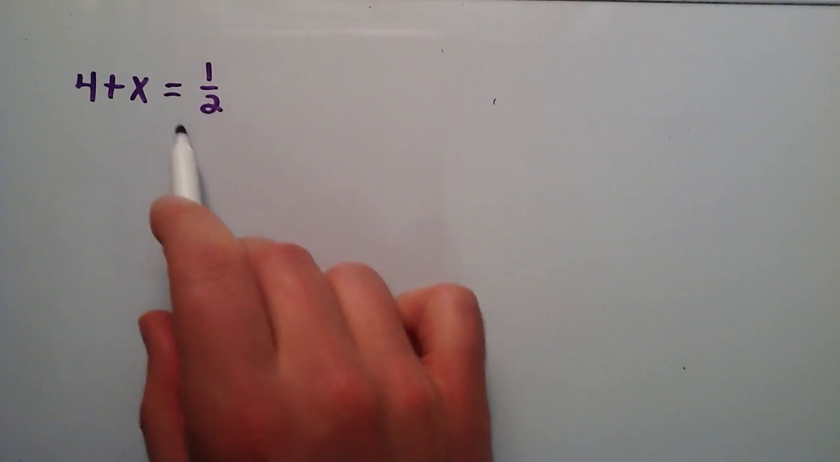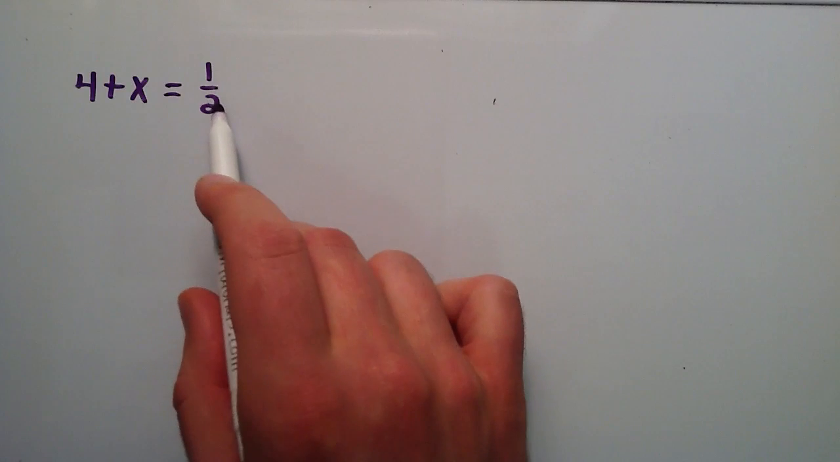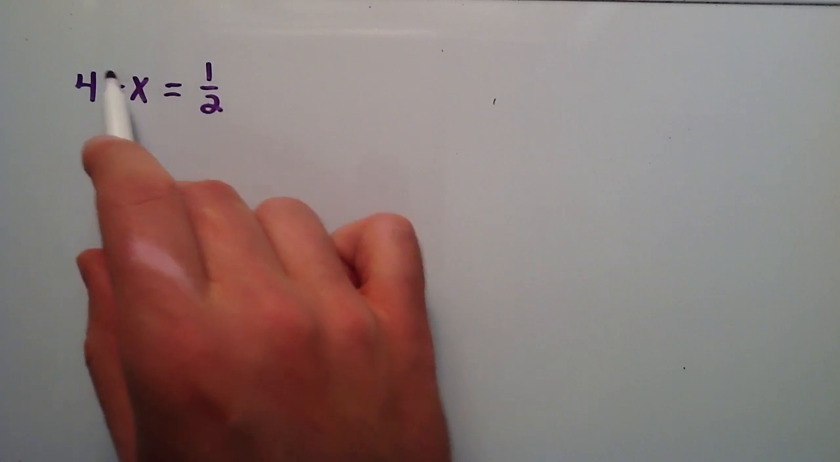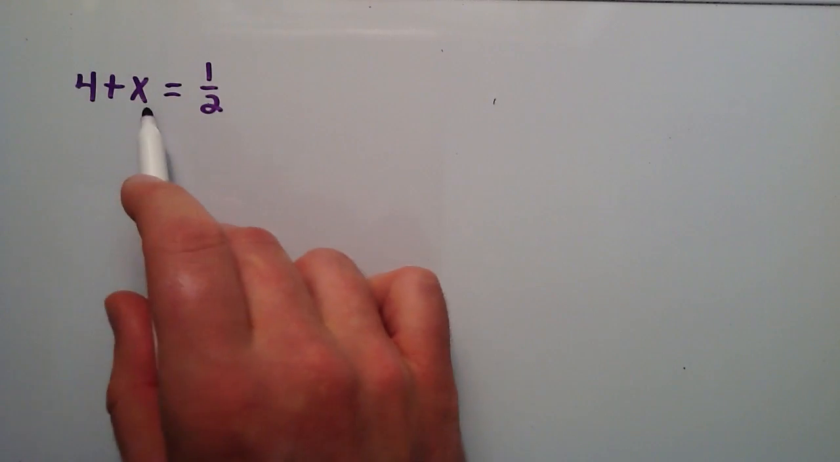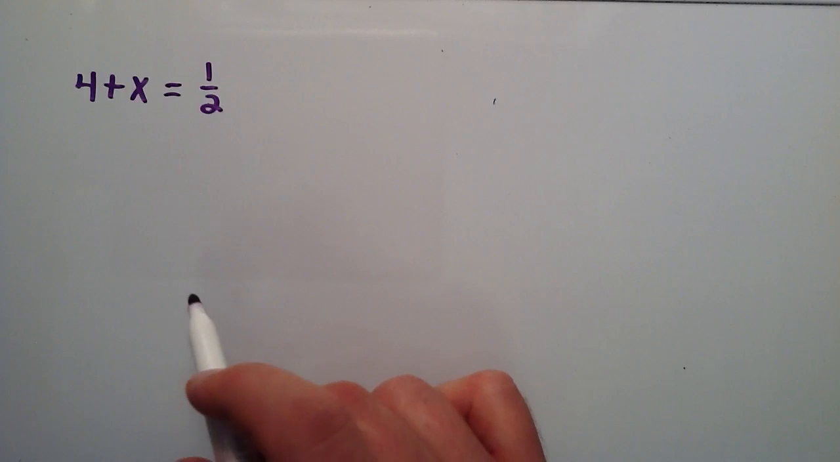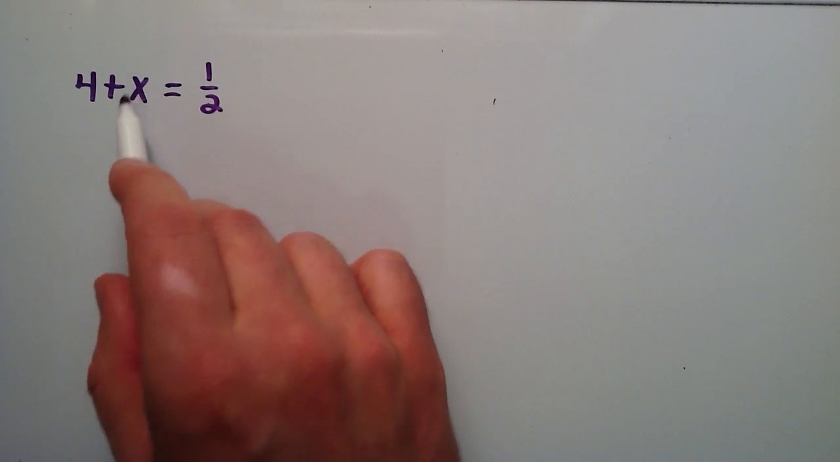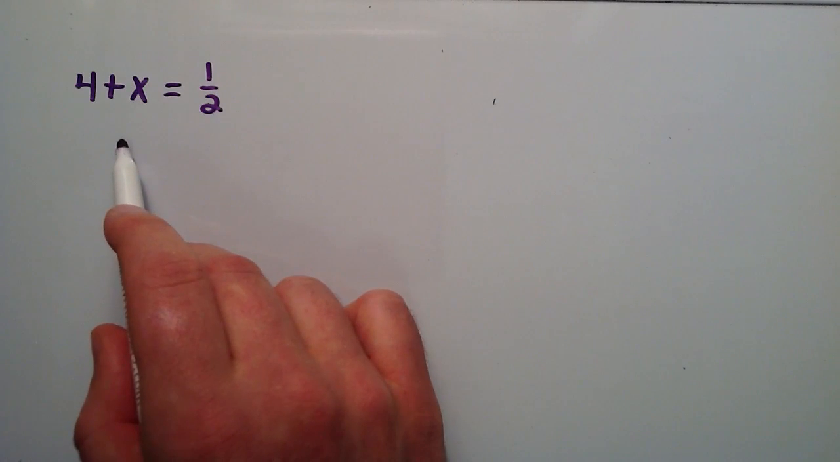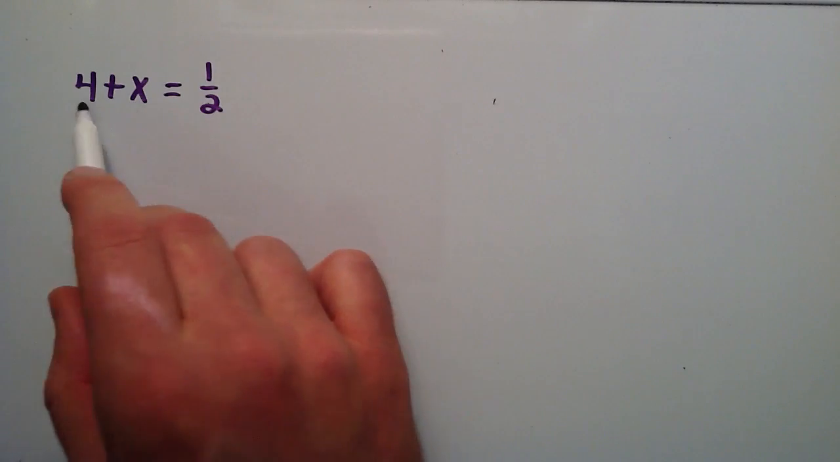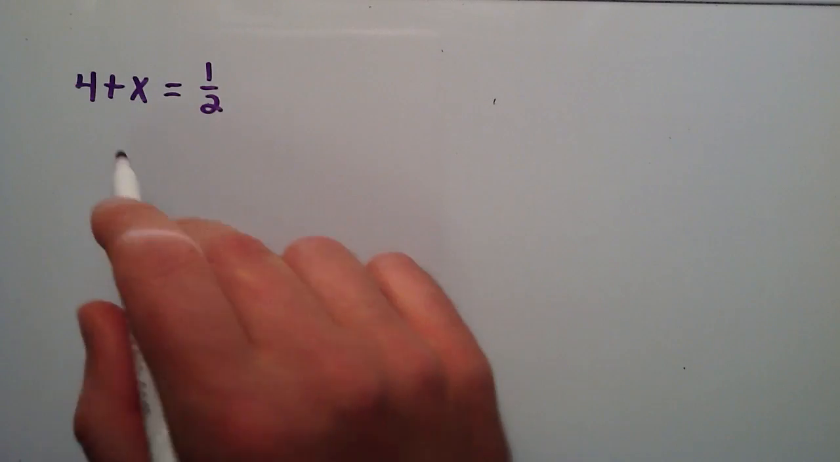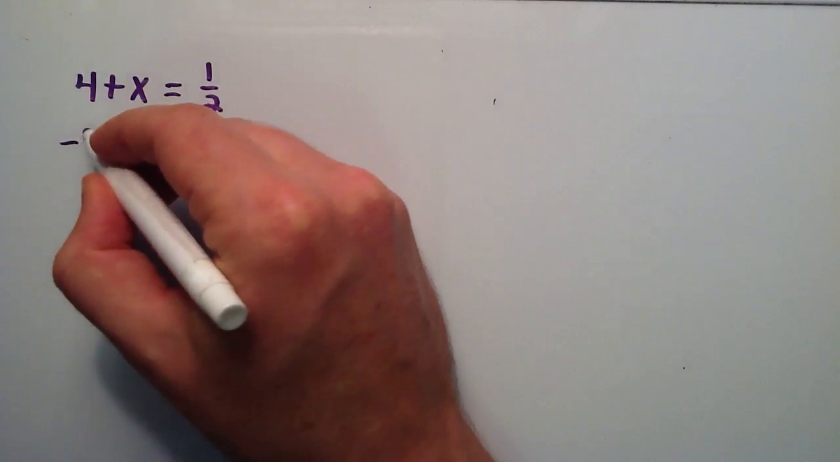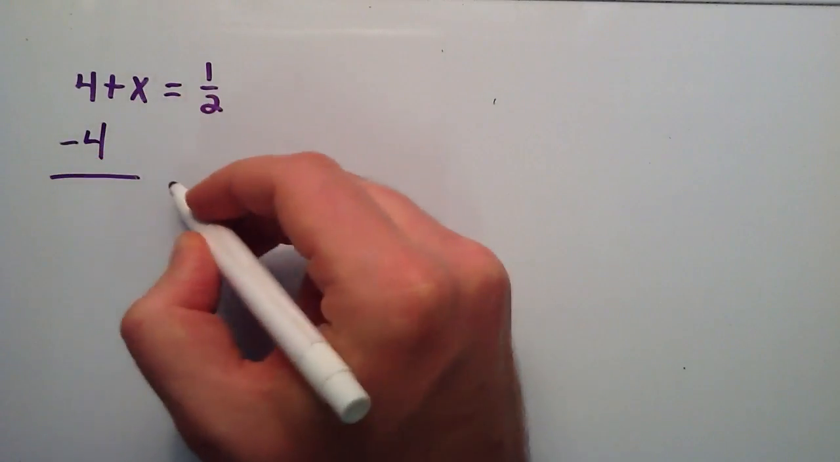So we know that the right hand side says that it's equal to 1/2, so that implies that everything here is also equal to 1/2. So what we want to do is get x by itself on one side of the equation, and then that will tell us what x has to be in order for this statement to be true. So in order to get x by itself, we're simply going to subtract 4 from both sides.